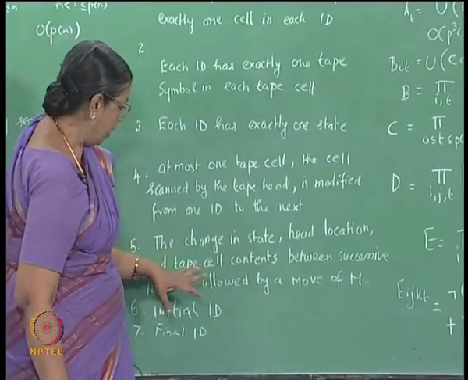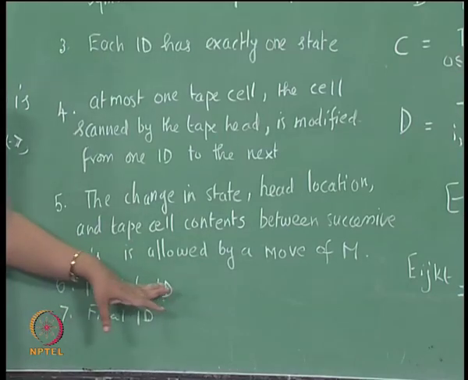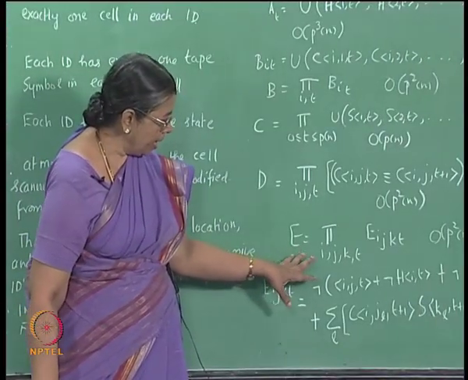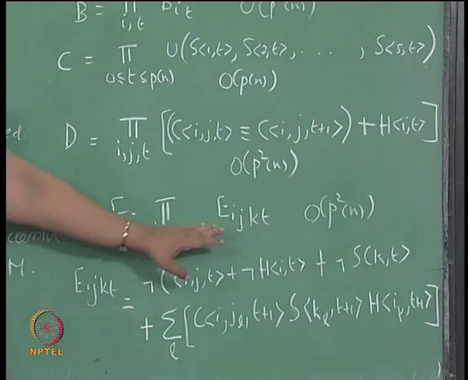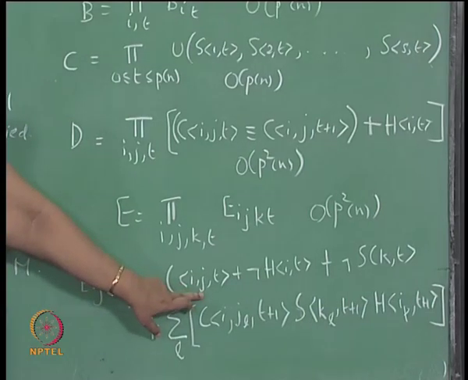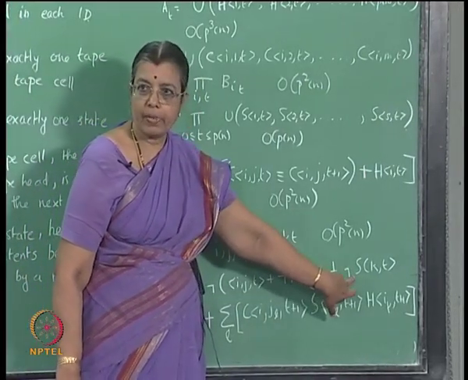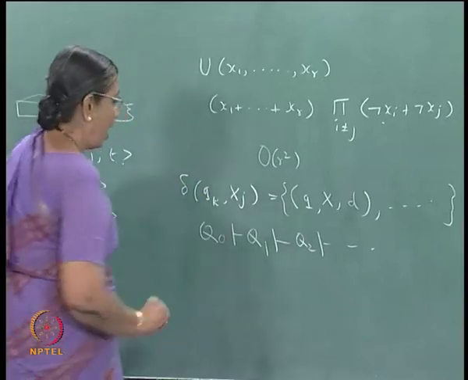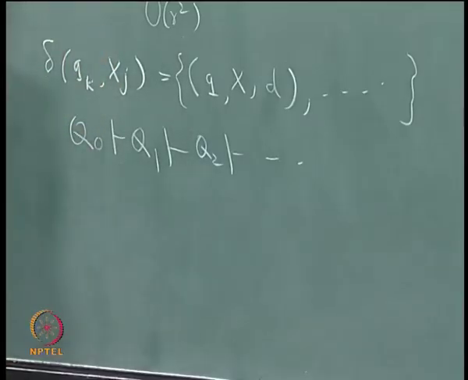And the fifth one is the change in state, head location and tape cell contents between successive IDs is allowed by a move of the Turing machine. The expression for that is E, E is the product of expressions E_ijkt, but what is E_ijkt? Either the ith cell does not contain the symbol j, or the head is not scanning the ith cell, or the state is not q_k at time t. So, if the state is q_k and the head is scanning the ith cell and the ith cell is containing x_j, then the next move has to be specified like this.